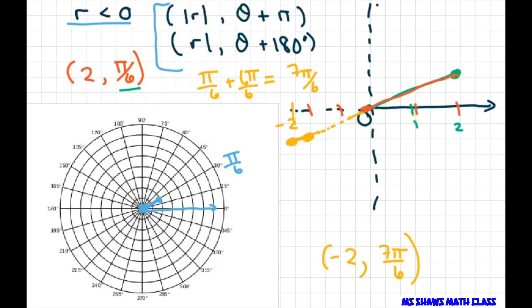So in the next video, we're not going to use the grid here. We're just going to use this.